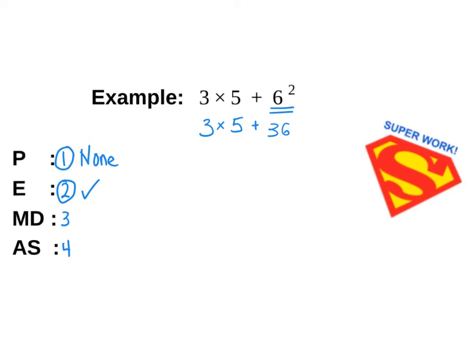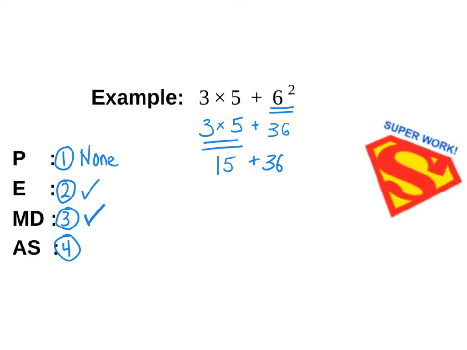Step 3 is multiplication and division. I have one multiplication, and it is 3 times 5. That's a multiplication fact that we know as 15. So I write 15 under 3 times 5, and then write everything else exactly as it was. Now we are ready for step 4. Step 4 is to complete any addition and subtraction from left to right.